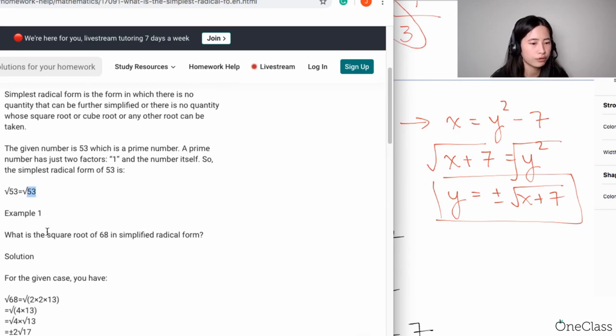So, square root of 53, right? Simplified form is still going to be itself, right? Why? Because it's a prime number. 53 is a prime number.